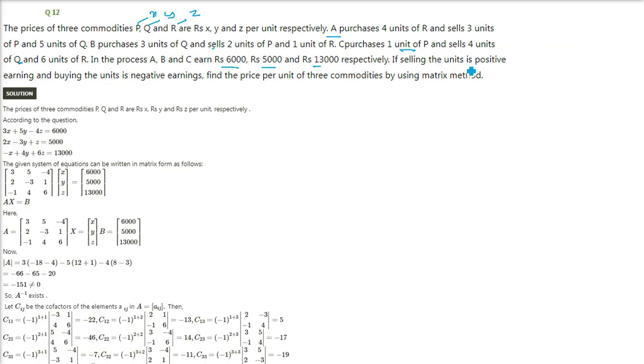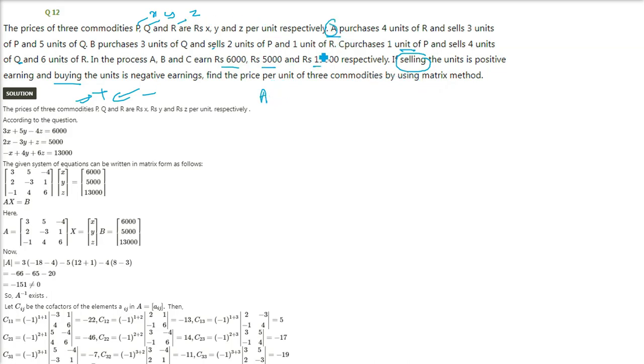Selling the units is positive earning and buying the units is negative earning. So if somebody earns, you have to take it as positive earning. Buying means if somebody is buying, it will be negative earning. Find the price per unit of 3 commodities by using matrix method. Okay. So let me write the first equation.